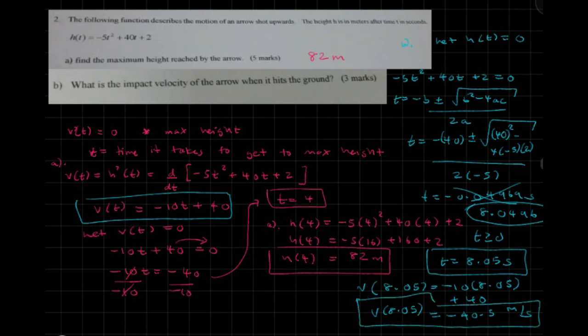And the negative just implies that the direction of the arrow is moving downwards, right? So if a positive sign implies that the object is moving up, a negative sign would just mean that it's going down. Okay, so the impact velocity here is negative 40.5 meters per second, or you can just say 40.5 meters per second.